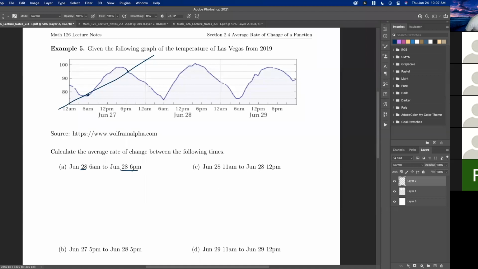And so if I did that, here I'm going to say this is roughly 95 degrees, and this will be roughly 70 degrees. All over, that's a 12-hour span, right?